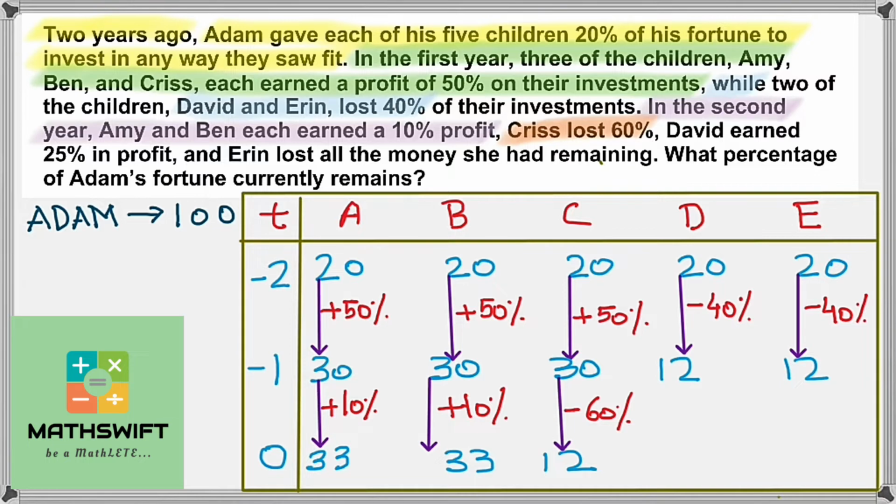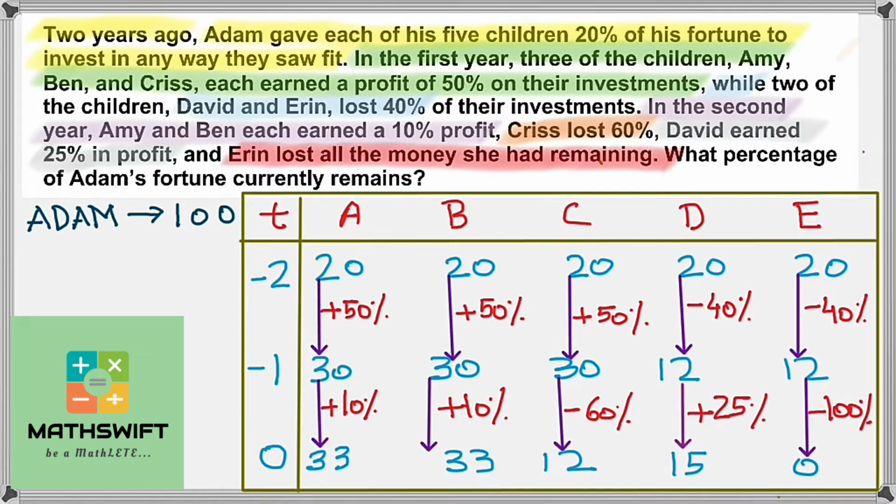The question further says that D earned 25% in profit. Now 25%, that is 1/4 of 12 is 3 and 12 plus 3 is 15. What about E? She lost all the remaining money. So she is left with nothing, no money, that is.